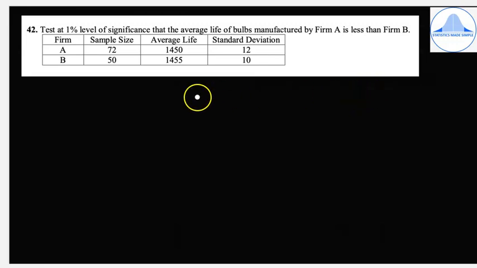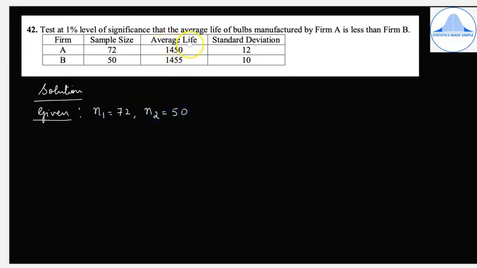So the 6 values, if you observe very carefully, are, let me write solution and then list down the terms which are given to us in the problem. For this particular test, you will need 6 values. So you have N1 is equal to 72 and N2 is equal to 50. Next, average life. So average life of the sample means it is x bar 1 is equal to 1450 and x bar 2 is equal to 1455.